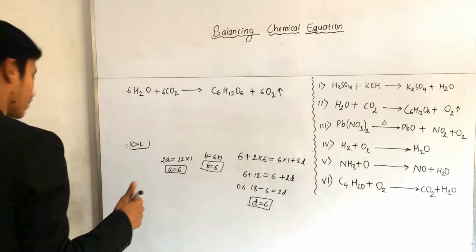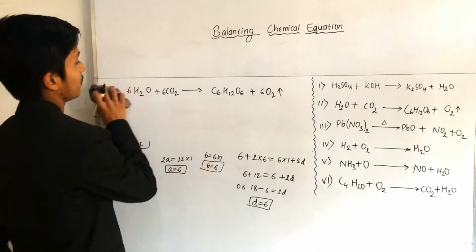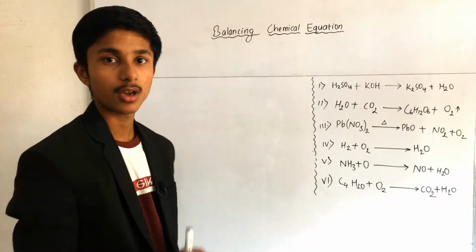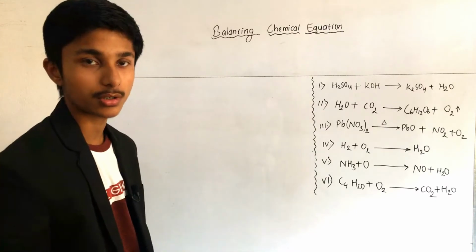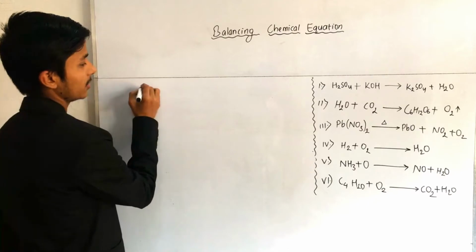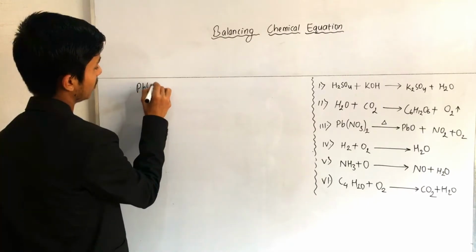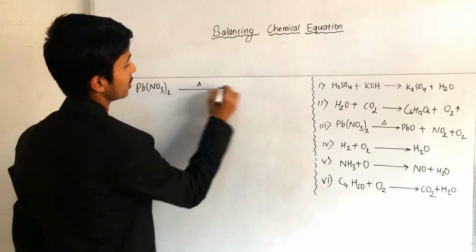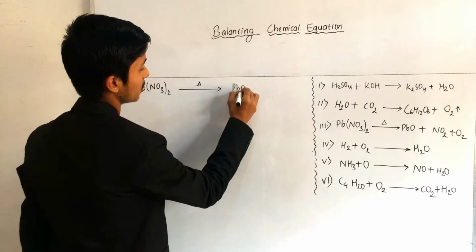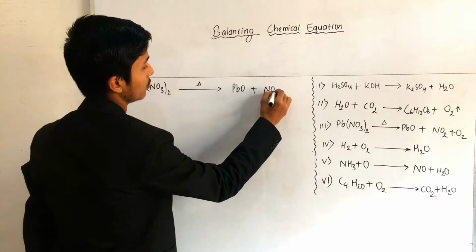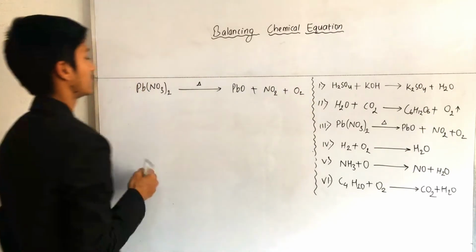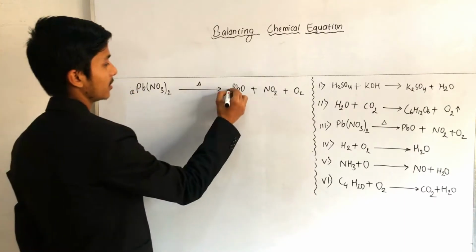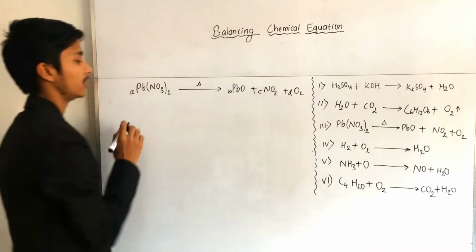Similarly, now we move to our next equation, that is number 3. Okay, for this method you only need basic mathematics of solving. You need an idea to solve equations. Third number, here we have Pb(NO3)2. When this is heated, then it gives PbO plus NO2 plus O2. Now we write the same alphabet. We write alphabet A, B, C and D.